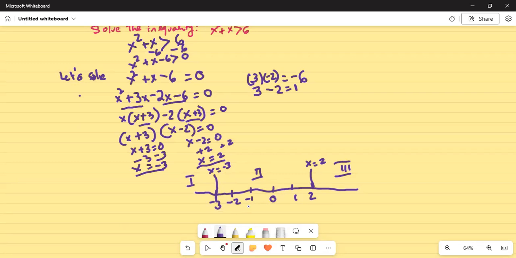Why did I divide this into 3 regions? Because I will select a point in each of these regions, a value of x in each, and see if my inequality is true or not. Okay, so first of all, I'll create some space.